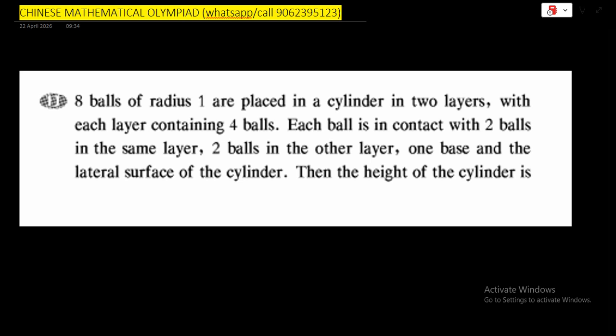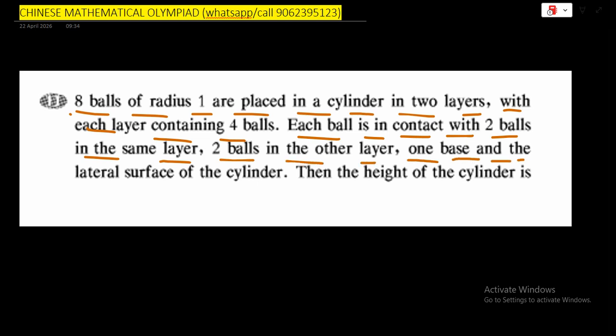So today we will discuss this question, and this question is from the Chinese Mathematical Olympiad. So let's read the question first. The question says: 8 balls of radius 1 are placed in a cylinder in 2 layers with each layer containing 4 balls. Each ball is in contact with 2 balls in the same layer, 2 balls in the other layer, and one base and the lateral surface of the cylinder. Then the height of the cylinder is what?